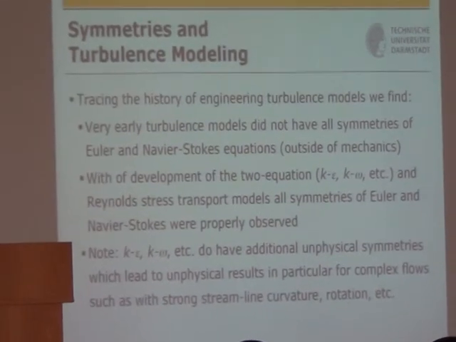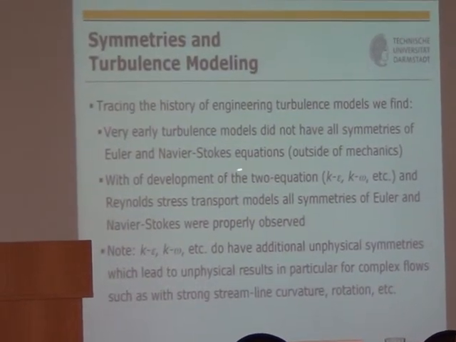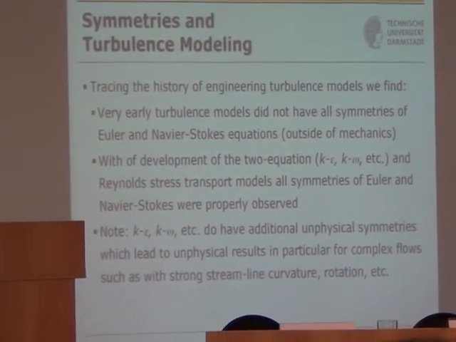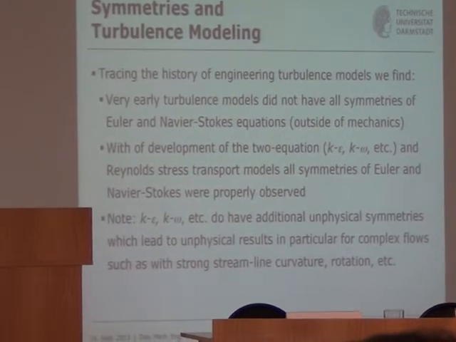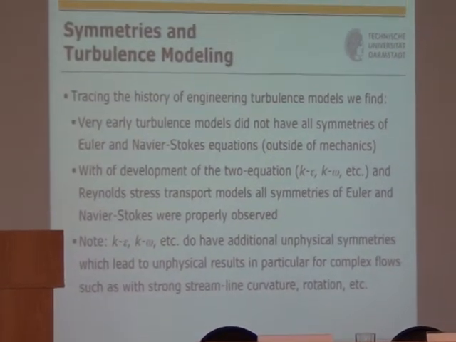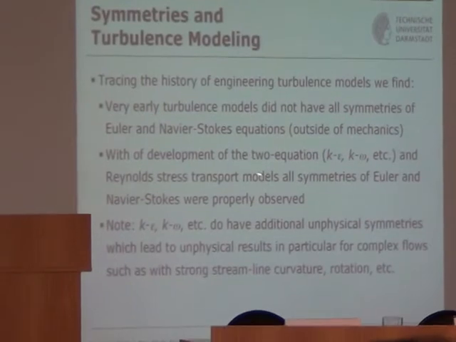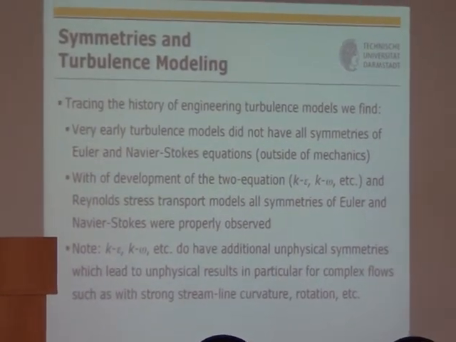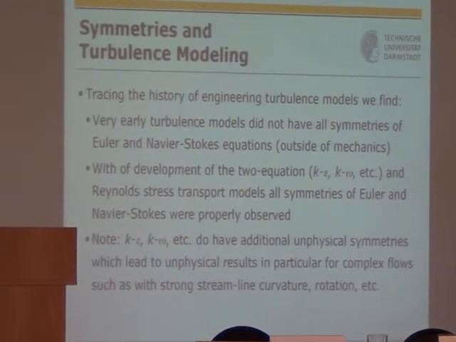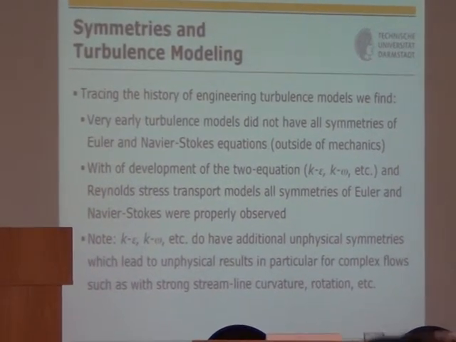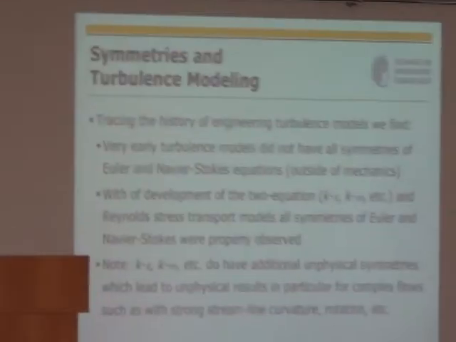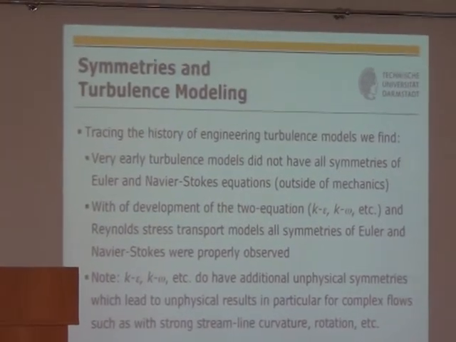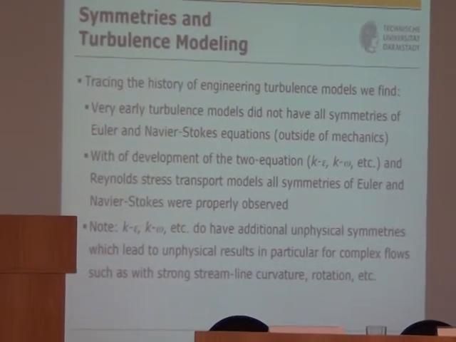It just doesn't work. With the development in the 70s of two-equation models, the k-epsilon model and the k-omega model, these are the turbulence models you can find in any commercial code to design airplanes. And also with Reynolds stress transport models, all symmetries of the Navier-Stokes and Euler equations were properly observed. So only in the 70s did we have a machinery, and at the same time the new computers came, so we were in a position to do flow prediction, but not very accurate.